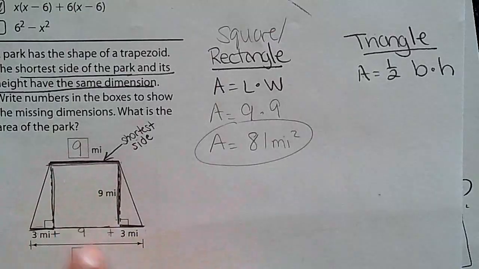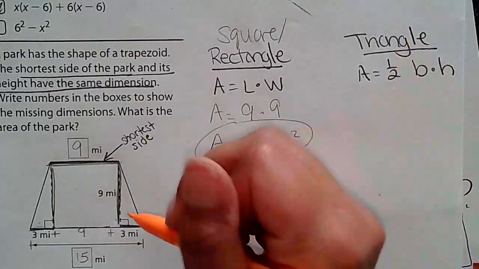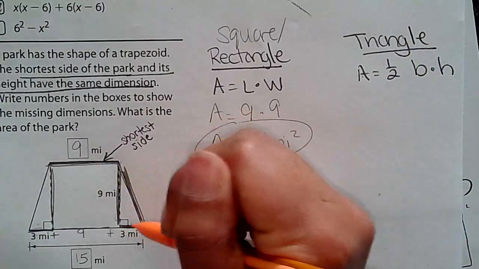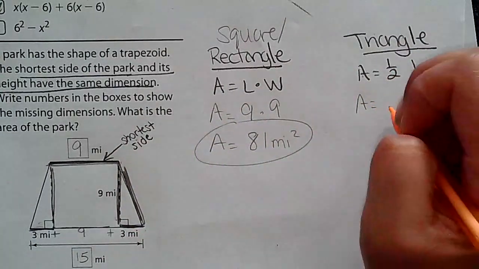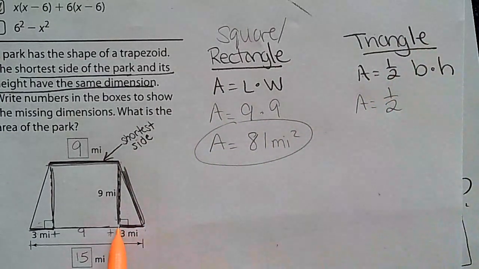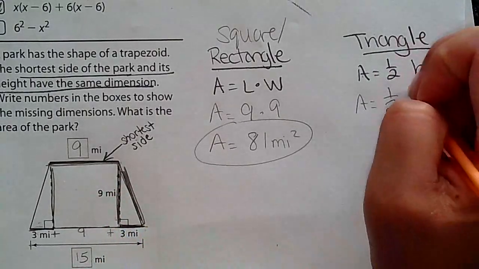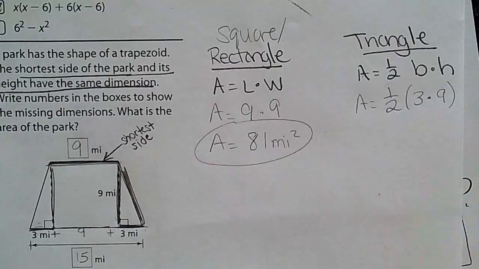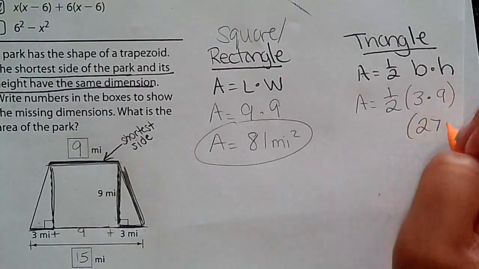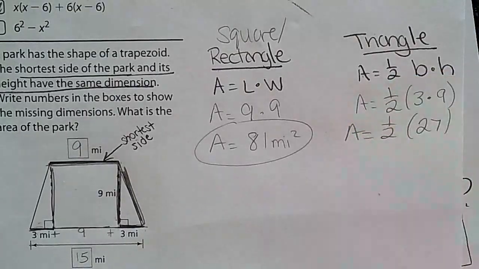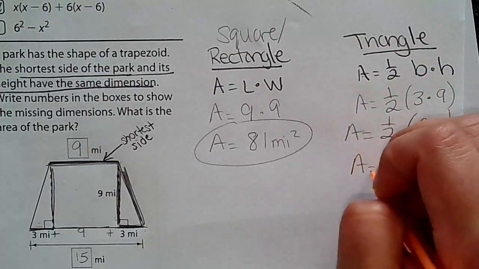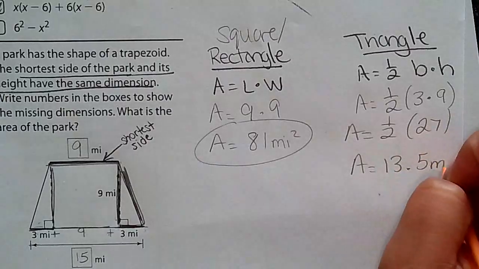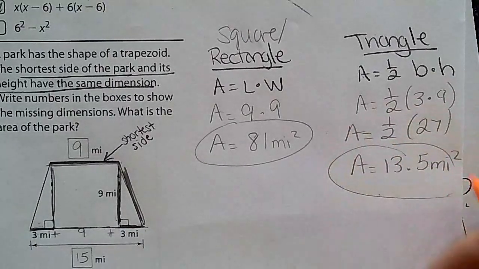Okay, that's just this square. Then we move to the triangle. We have 2 triangles in this trapezoid. So I'm going to look at this triangle on the right. Area equals 1/2. The base, remember the base is perpendicular, right, to the right angle. So here's the base, 3 times the height, which is 9. So 3 times 9, we get 27. And what is half of 27? If we divide it, we get the area is 13.5 miles squared. Now that is just for one triangle.